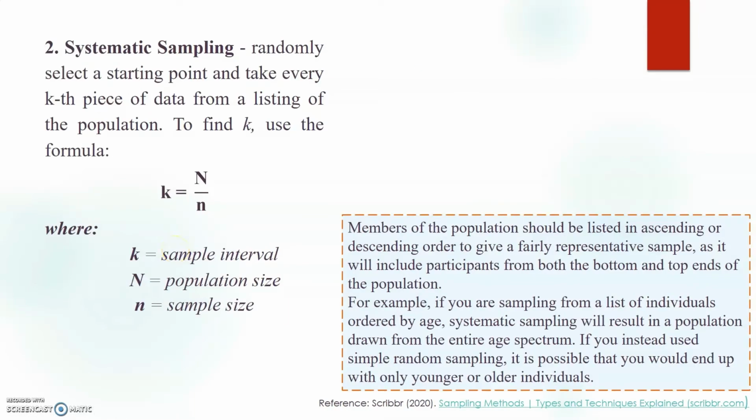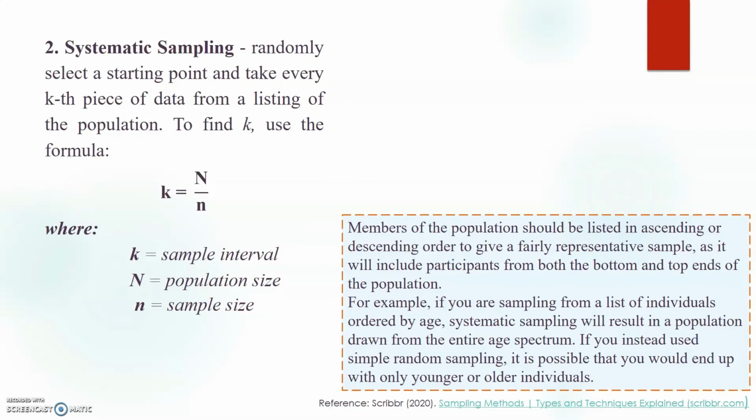Now let's have the systematic sampling. For this sampling method, we randomly select the starting point and take every kth piece of data from a listing of the population. To find k, we use the formula k is equal to the population size over the sample size, wherein we know already how to find the sample size. That's through the use of the Slovin formula. Okay? Now, in systematic sampling, you have to make sure that your population numbers are arranged in order according to your research or study.